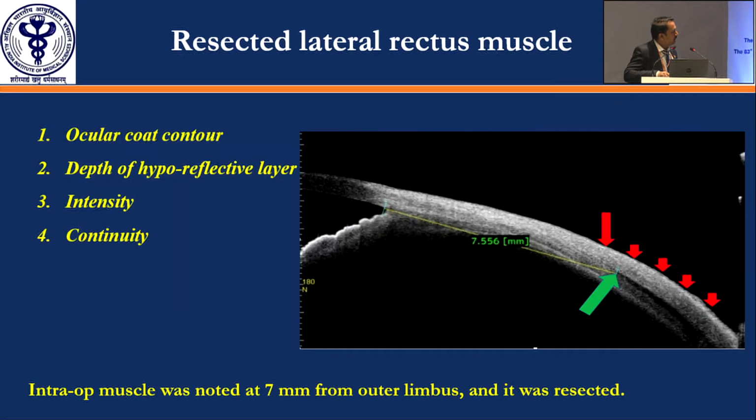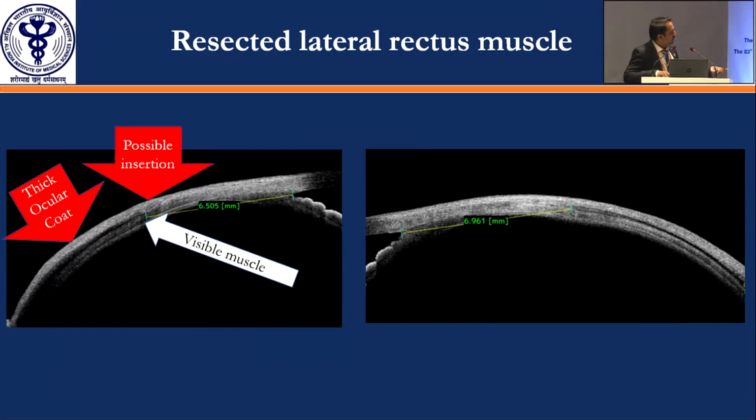So for lateral rectus resection, again the coat is becoming thick and you can see that there is no tendon here. It is a completely dark thick belly which is there in the original position. So this is again the resected lateral rectus muscle.